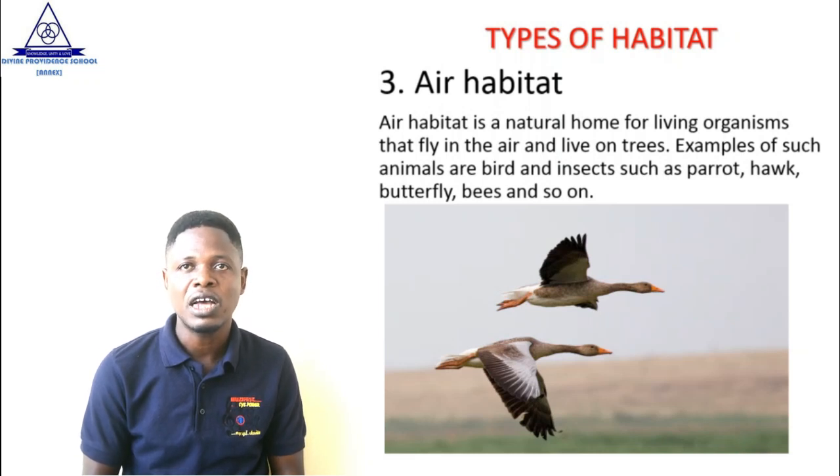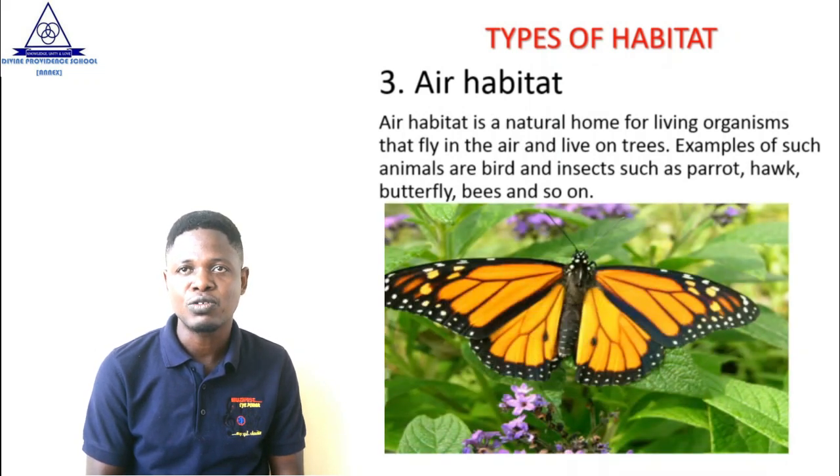Air habitat is a natural home for living organisms that fly in the air and live on trees. Do you get it? That is nice of you. Air habitat is a natural home for living organisms that fly in the air and live on trees. Examples of such animals are birds and insects, such as parrot, hawk, butterfly, bees, and so on.